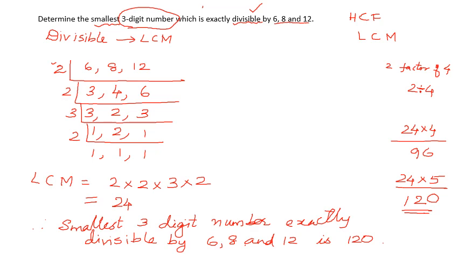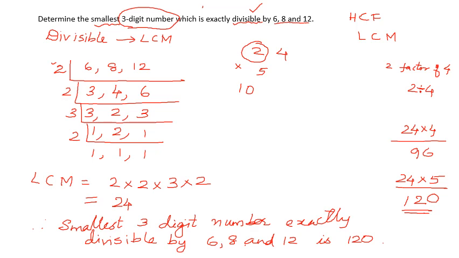24 into 1 is 24. 24 into 2 is 48. 24 into 3 is, so what you do is, you multiply 2. That is 24 is there. 24 into this 2 when you multiply, 2 into 1 is 2, 2 into 2 is 4, 2 into 3 is 6, 2 into 4 is 8, 2 into 5 is 10. So it is going 1 digit extra.